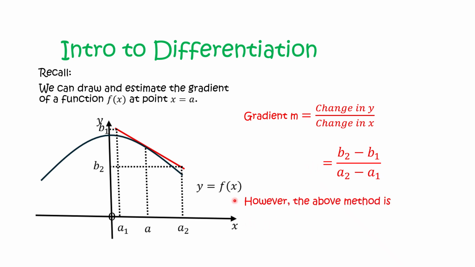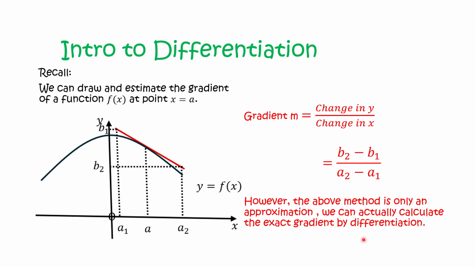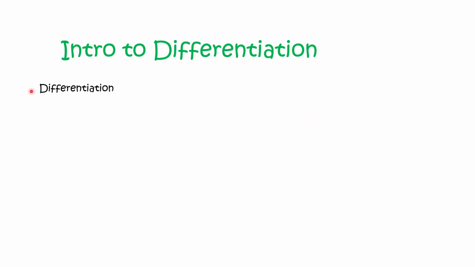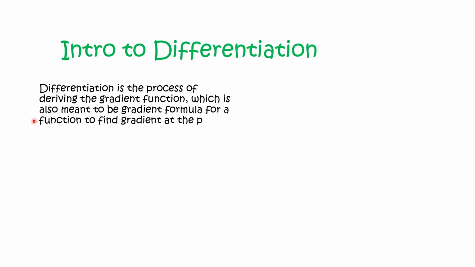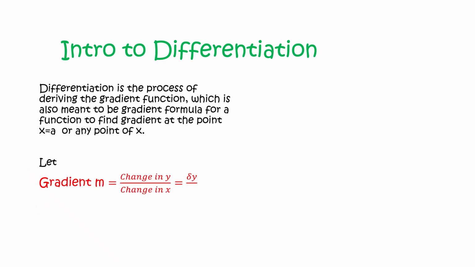However, the above method is only an approximation, and we can actually calculate the exact gradient by differentiation. So, differentiation is the process of deriving what we call the gradient function, which is like a gradient formula for a function to find the gradient at the point x equals a or any other point of x. Let the gradient m be the change in y over change in x, given as delta y over delta x. The notation of differentiation.